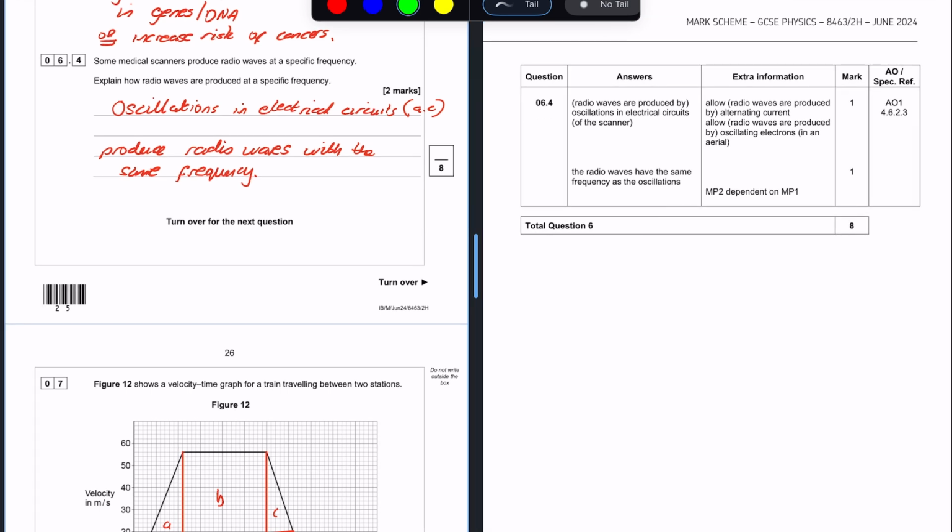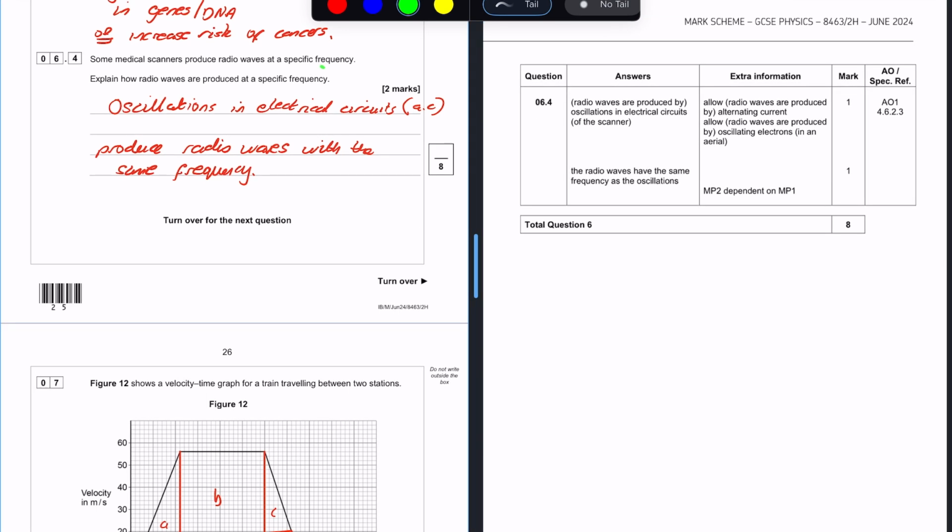Some medical scanners produce radio waves at a specific frequency. Explain how radio waves are produced. Now, you need to learn this process. Basically, oscillations are caused in electrical circuits. That sets up an alternating current, and that produces radio waves with the same frequency. Because it says how are radio waves produced at a specific frequency? Well, they get the frequency from the oscillations.